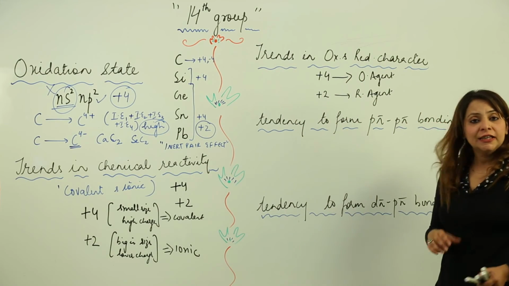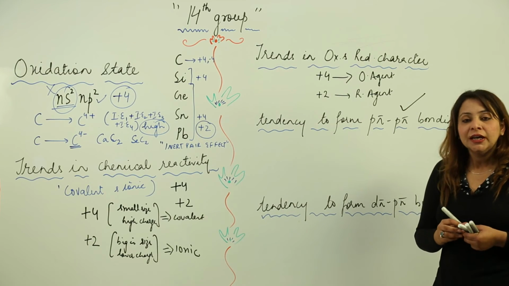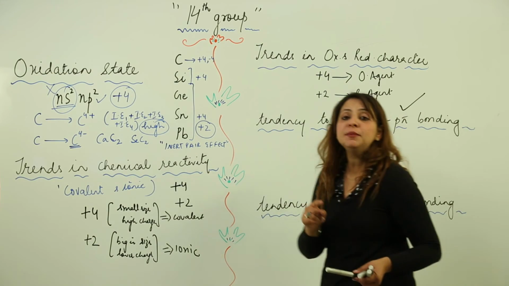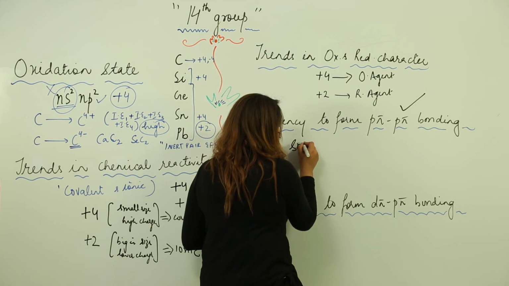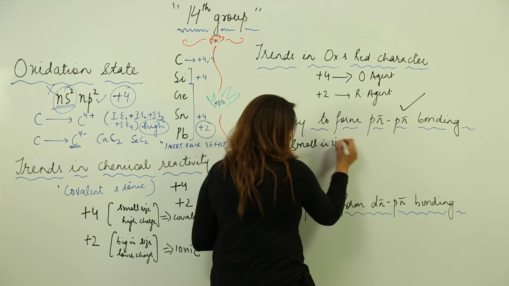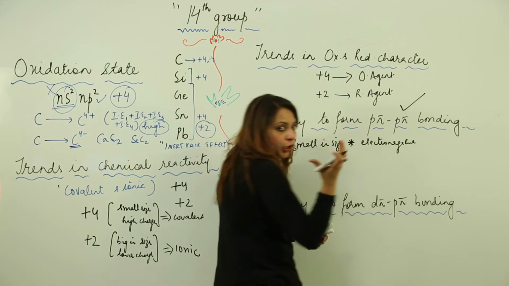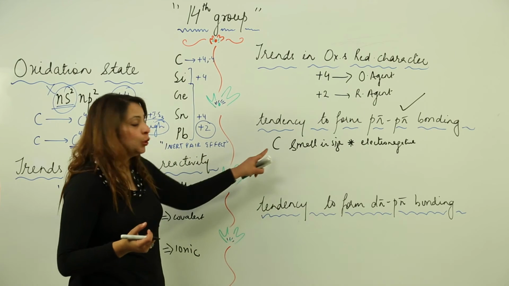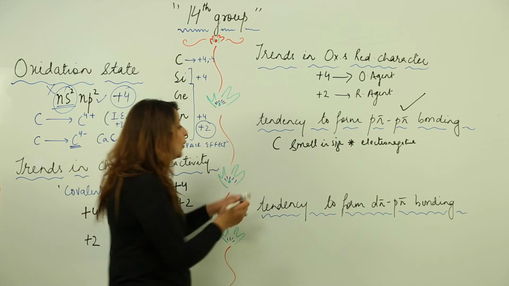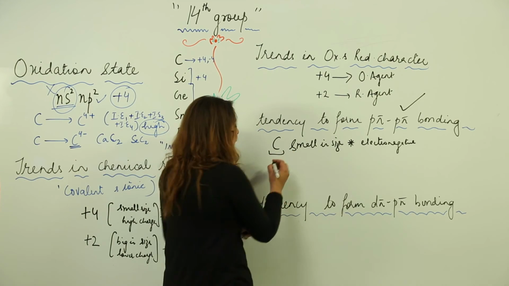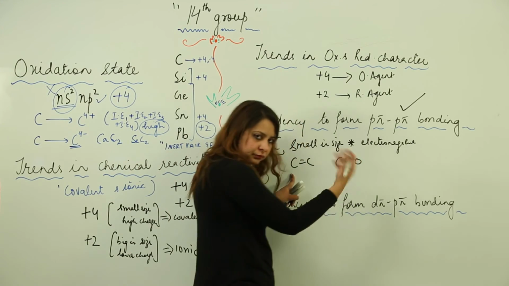Coming on to the next, this group has a property that they have a tendency to form p-pi bonding. And you know that this kind of tendency is maximum seen with the first member, that is carbon. As we know, carbon is small in size, and obviously it will be electronegative also. It will be most electronegative as it is smaller with increased nuclear charge. So due to this, carbon has a tendency to form p-pi bonding, the double and the triple bond, with the same kind of atom, that is with carbon also, and it may form with some other element also.